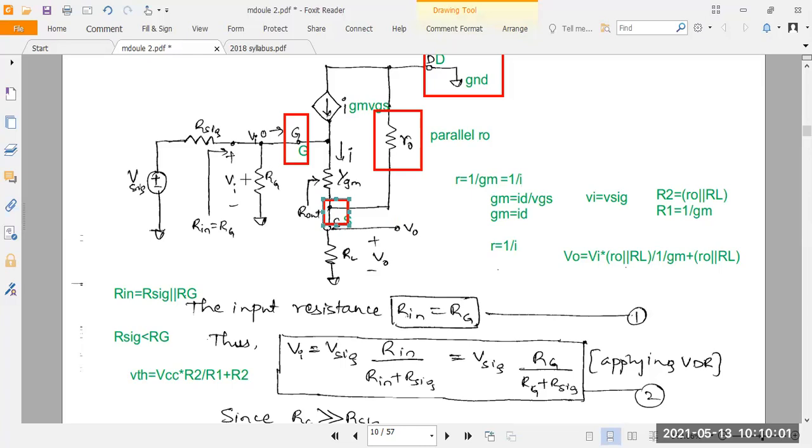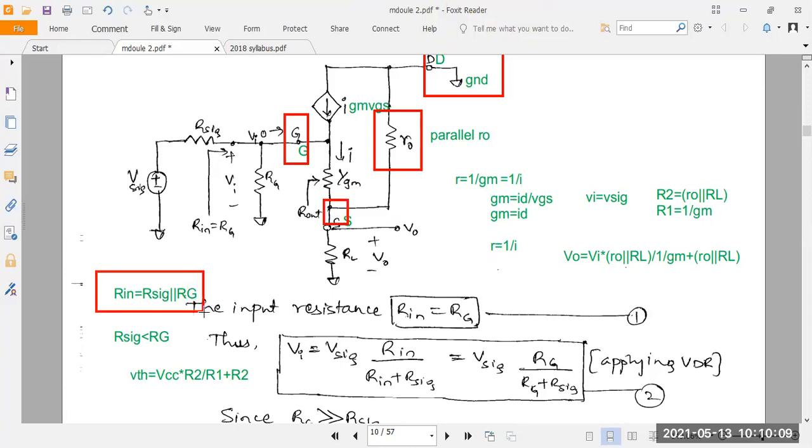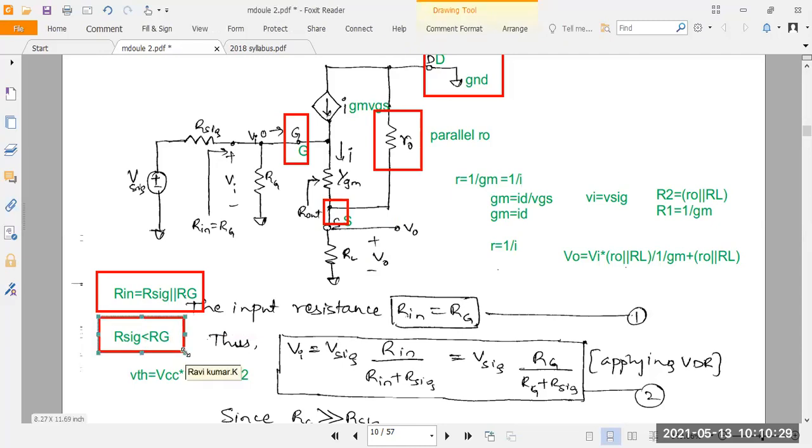Rin is equal to what? Total input resistance is R signal in parallel with RG, because these are in parallel. Then you take the condition that R signal is very much smaller than RG. So you neglect R signal, and we can write the total input resistance as RG. Rin is equal to RG. That is equation number 1.